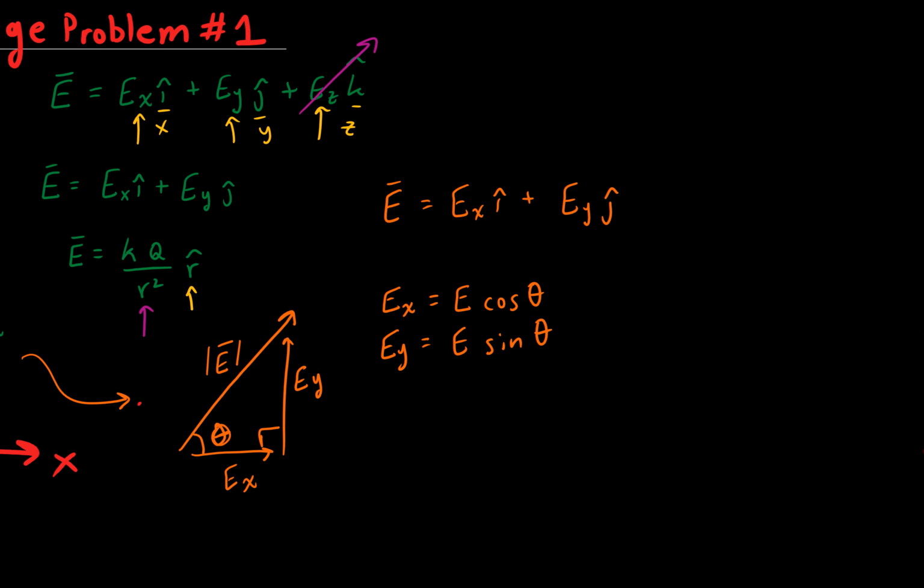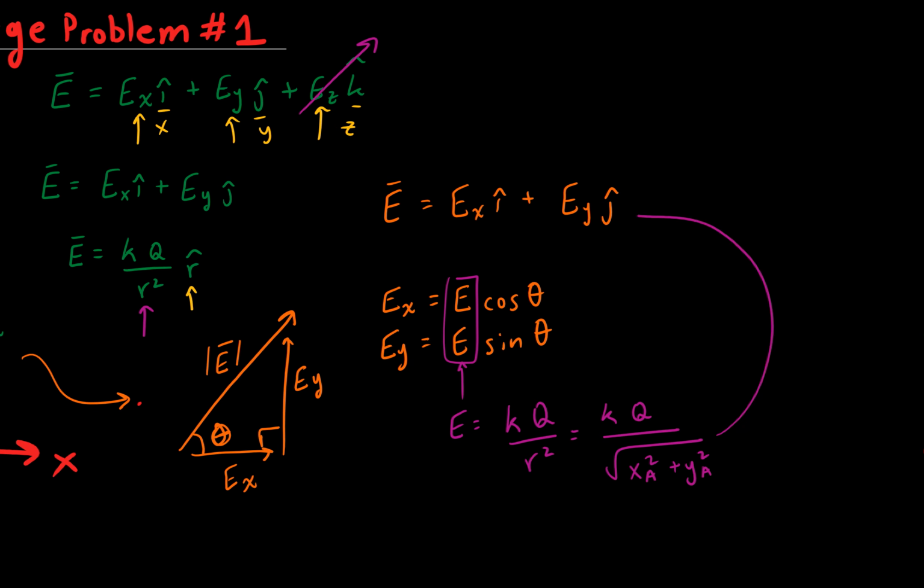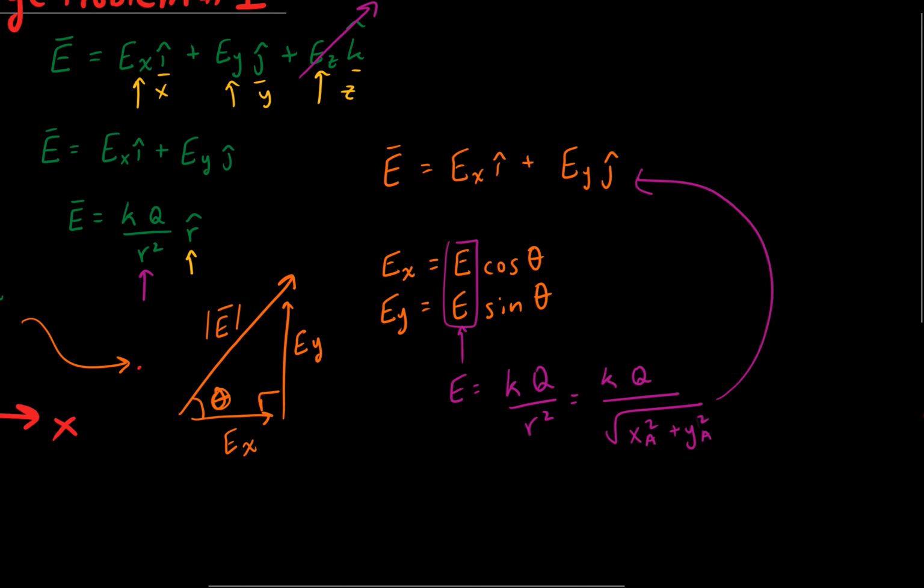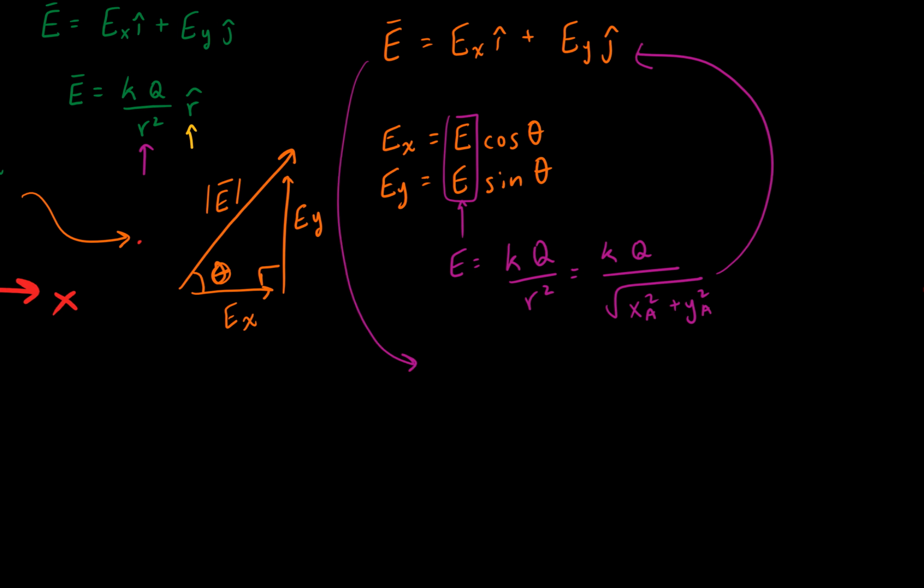So what about E itself? Well, like I said before, this E is the magnitude of that vector. So we see E is K times Q over r squared. And we already saw r prior, so we see that as K times Q over the square root of xa squared plus ya squared. So, all in all, when I plug this in here, I can simplify how I express this entire electric field vector.